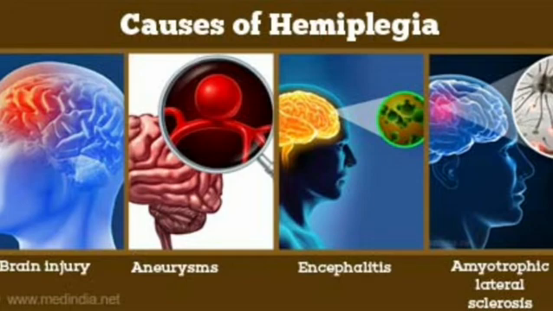Next are demyelinating diseases, brain cancers, degenerative diseases such as amyotrophic lateral sclerosis or Lou Gehrig's disease, and congenital diseases such as neonatal onset multisystem inflammatory disease, NOMID, or as very famously known, cerebral palsy.